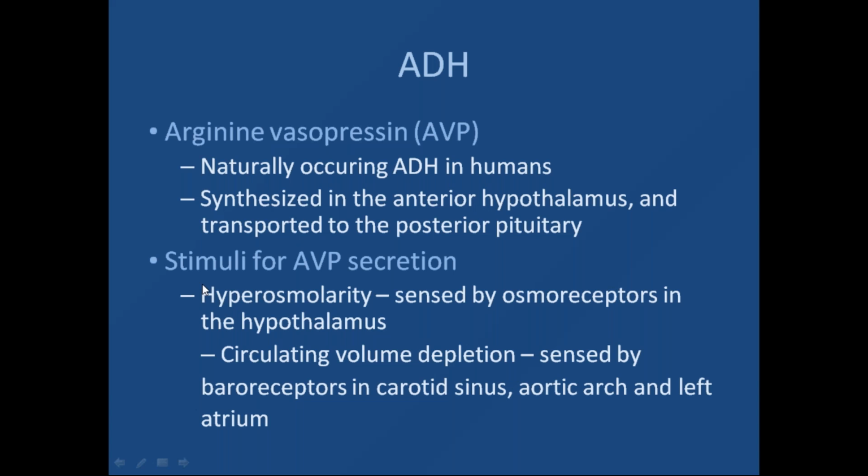First we learn about the physiology, then we can properly understand the meaning of SIADH. Arginine vasopressin, ADH, is also called AVP. We call it vasopressin. It is a naturally occurring antidiuretic hormone in humans. It is synthesized in the anterior hypothalamus and transported to the posterior pituitary where it is secreted. So what are the stimuli for the secretion of AVP?